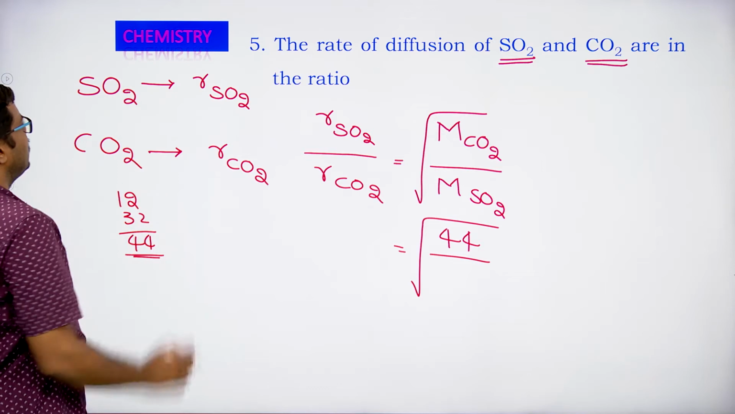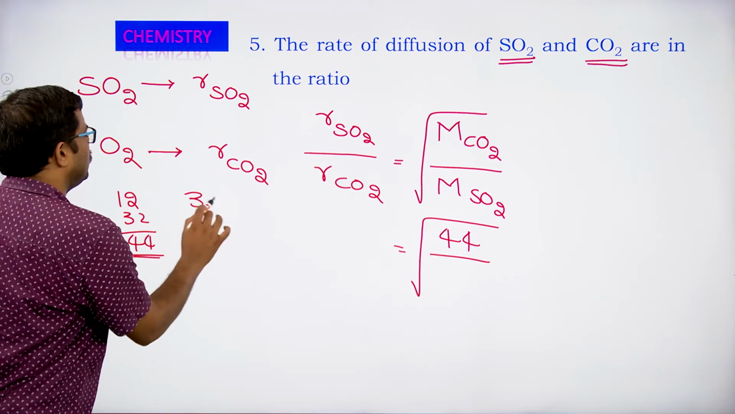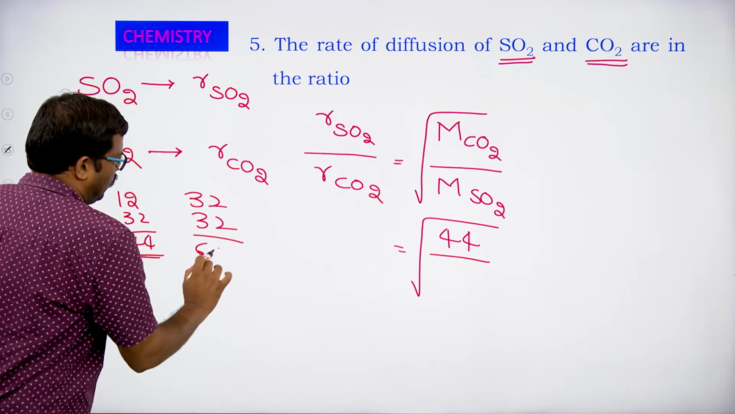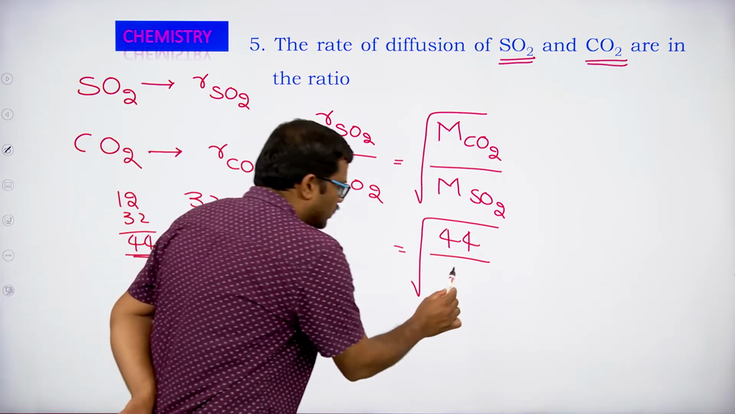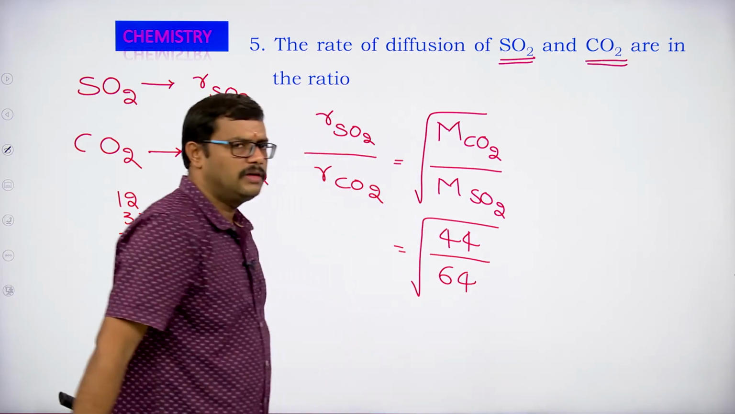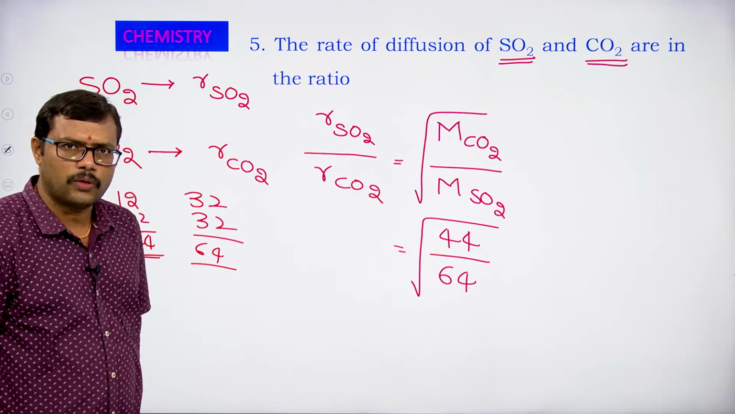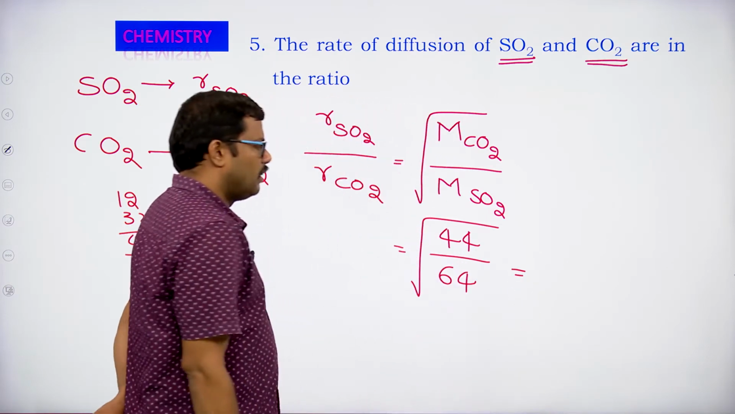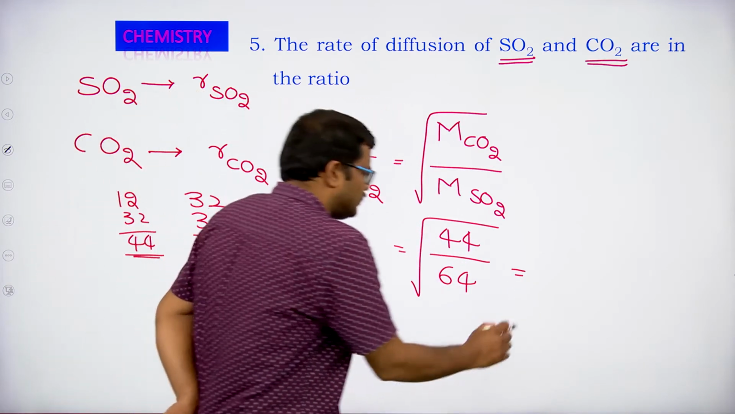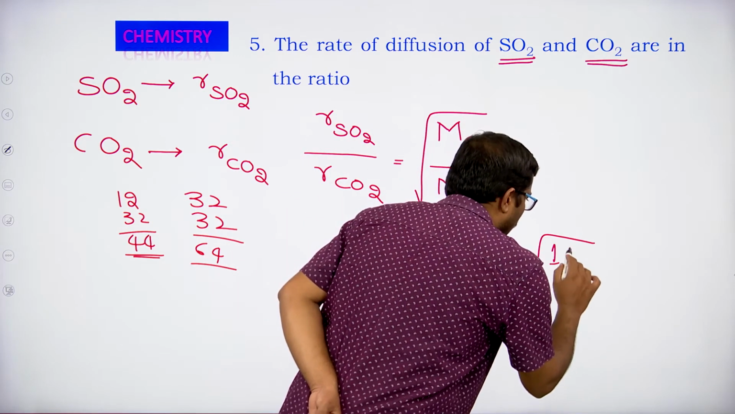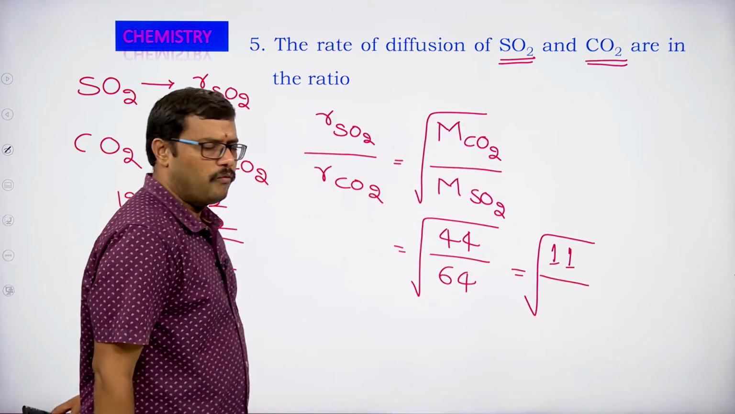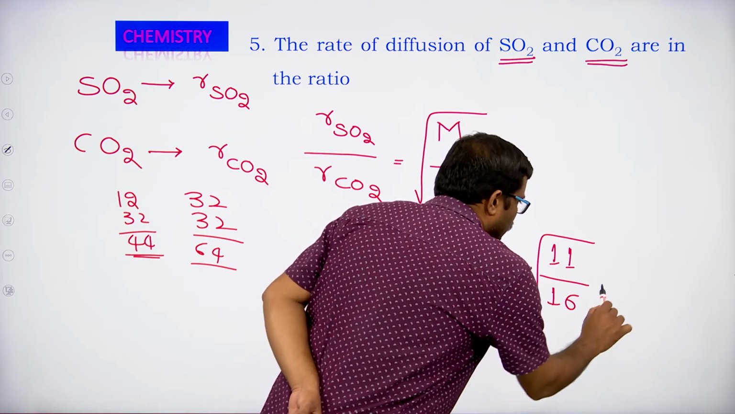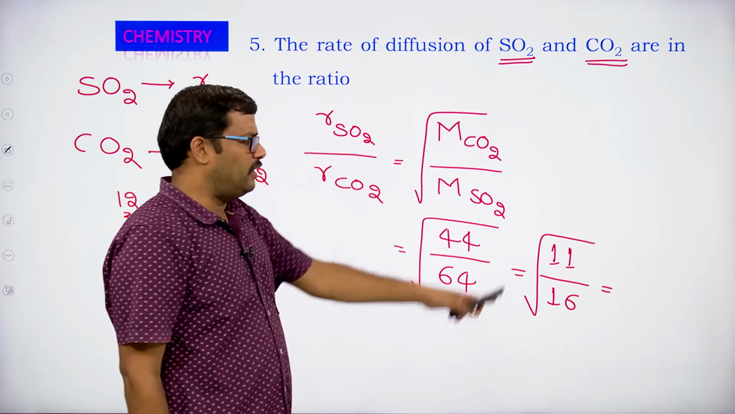Look at the molecular mass of sulfur dioxide. Sulfur is 32, 1 atom, and oxygen 2 atoms, 32. 32 plus 32 is 64. So I am substituting the molecular mass of sulfur dioxide as 64. Okay. Now when we go for the cancellation, 4 11s are 44 divided by 4 16s are 64. So this can be written as the square root of 11 over 16, we cannot simplify anyway.